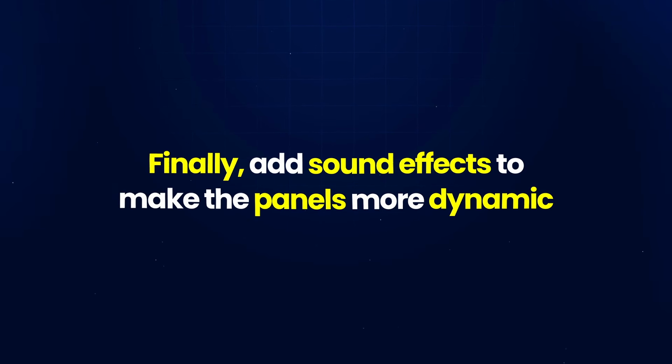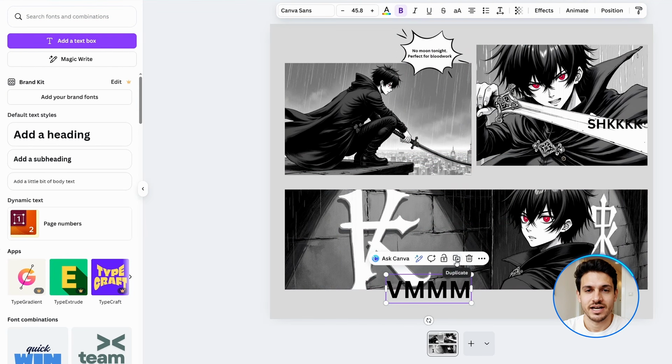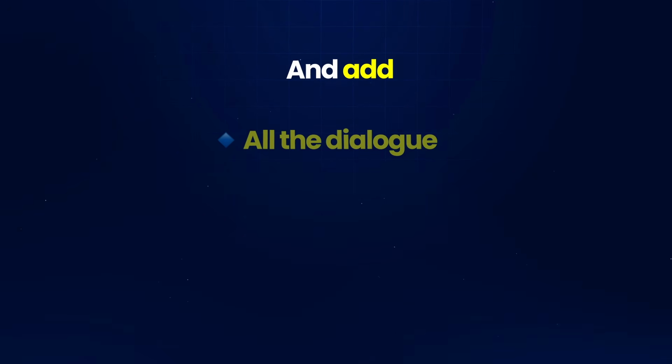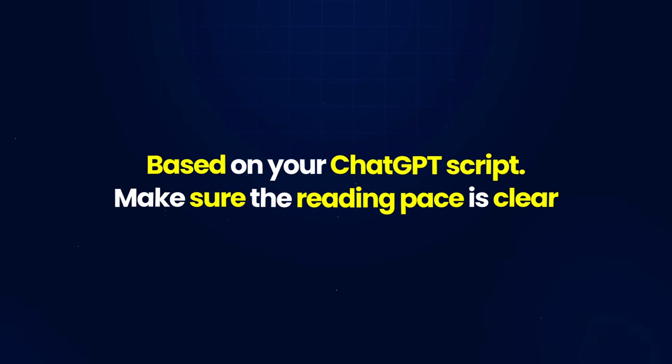Finally, add sound effects to make the panels more dynamic. Place them close to the action to bring your manga to life. Go through each panel and add all the dialogue, sound effects, and bubbles based on your ChatGPT script. Make sure the reading pace is clear.